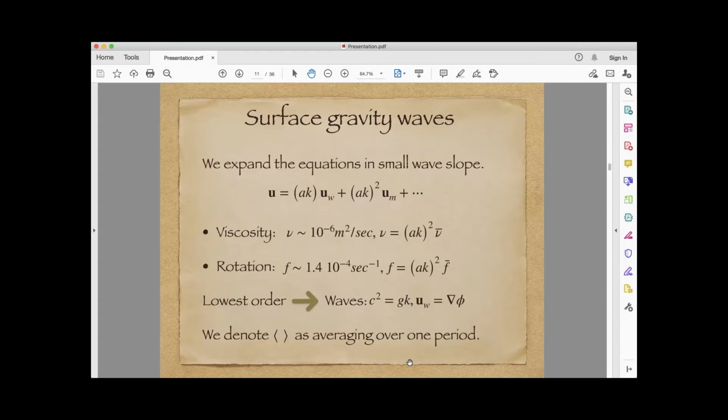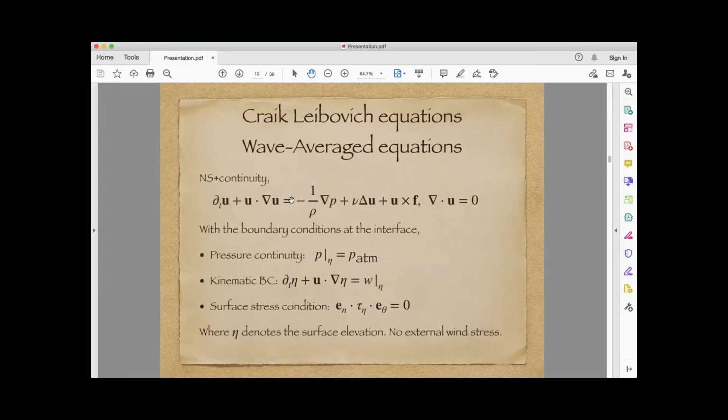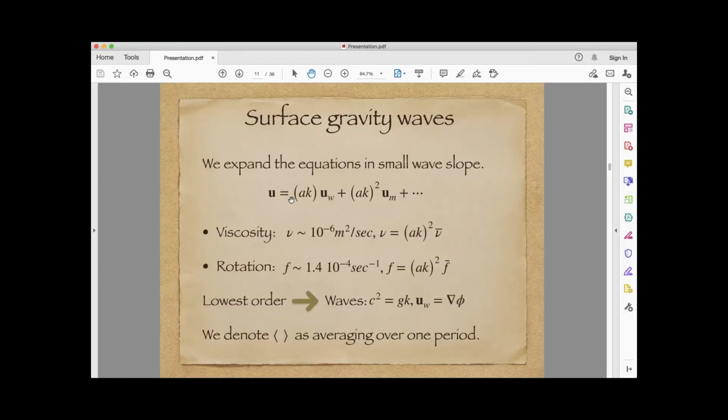At the lowest order, if you put this scaling into the Navier-Stokes equation and the boundary conditions, you get linear waves. I'm sure everyone of you has done this while studying or while teaching. You have the dispersion relation of surface gravity waves, and the velocity field of the wave can be written as a gradient of a potential. Because you don't have any effect of viscosity, vorticity is 0. So this is the linear surface gravity waves.